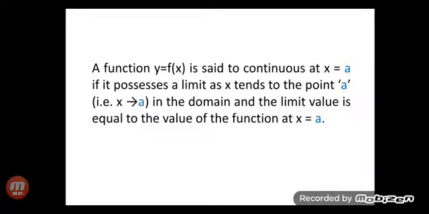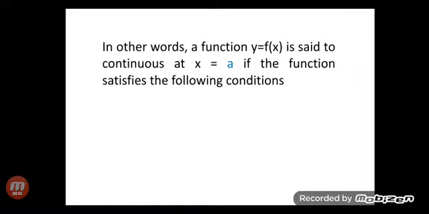A function y is equal to f(x) is said to be continuous at x is equal to a if it possesses a limit as x tends to the point a in the domain, and the limit value is equal to the value of the function at x is equal to a. In other words, a function y is equal to f(x) is said to be continuous at x is equal to a if the function satisfies the following conditions.